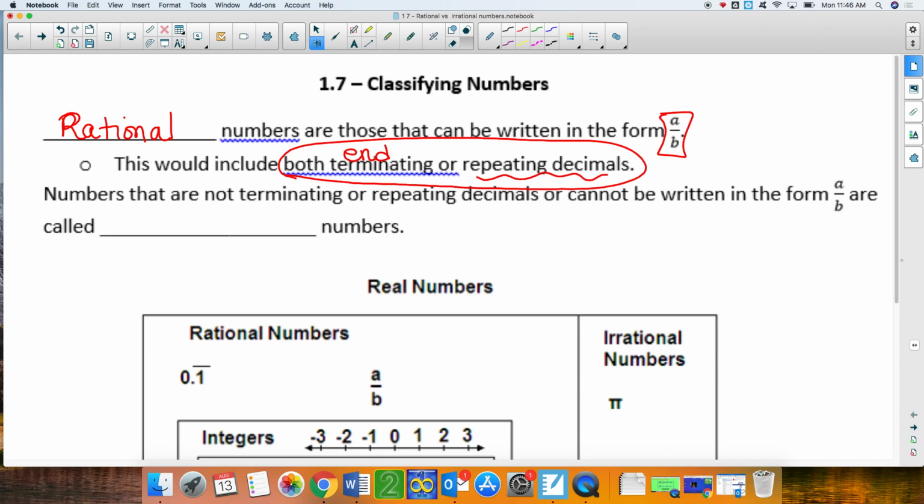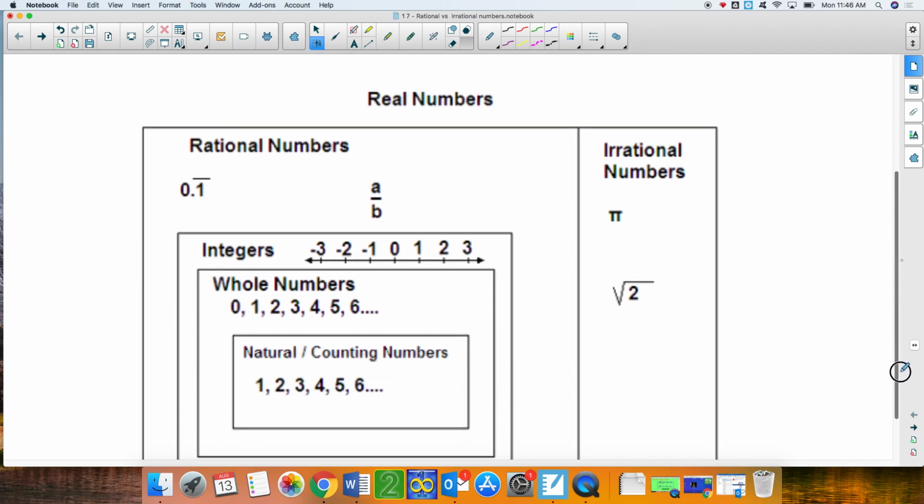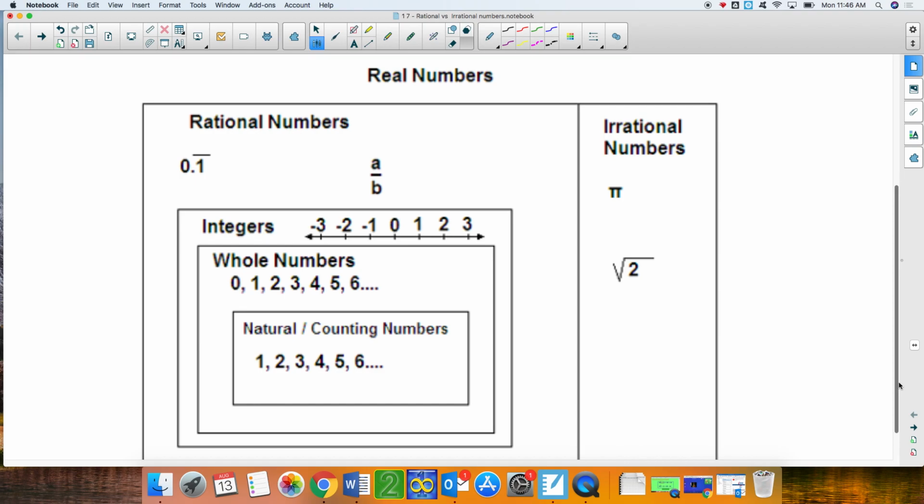If it's neither of those, so you plug it in your calculator and you get a decimal that has no rhyme or reason to it, I call those kind of yucky numbers. Those are irrational numbers. And you're going to need to get out your calculators for this so that you can see how this is going to work.